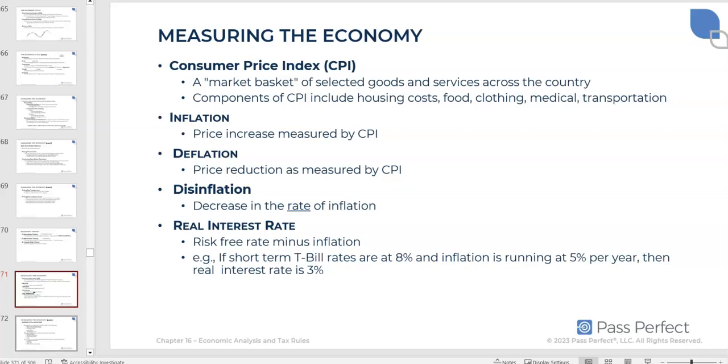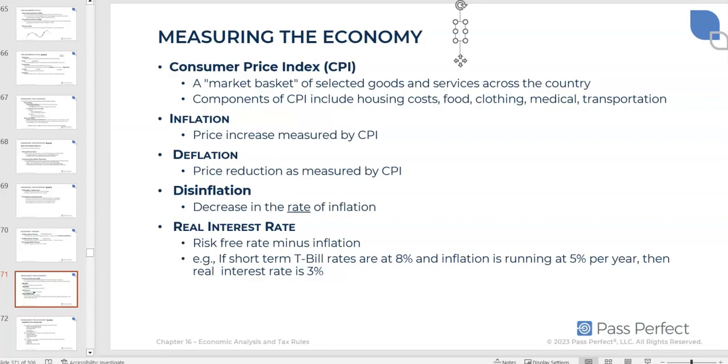Let me see, I don't think it's on the slide. Let me just check here. No, it's not on the slide. So there's another one, not so likely to be asked about, but it's called the Producer Price Index, PPI.